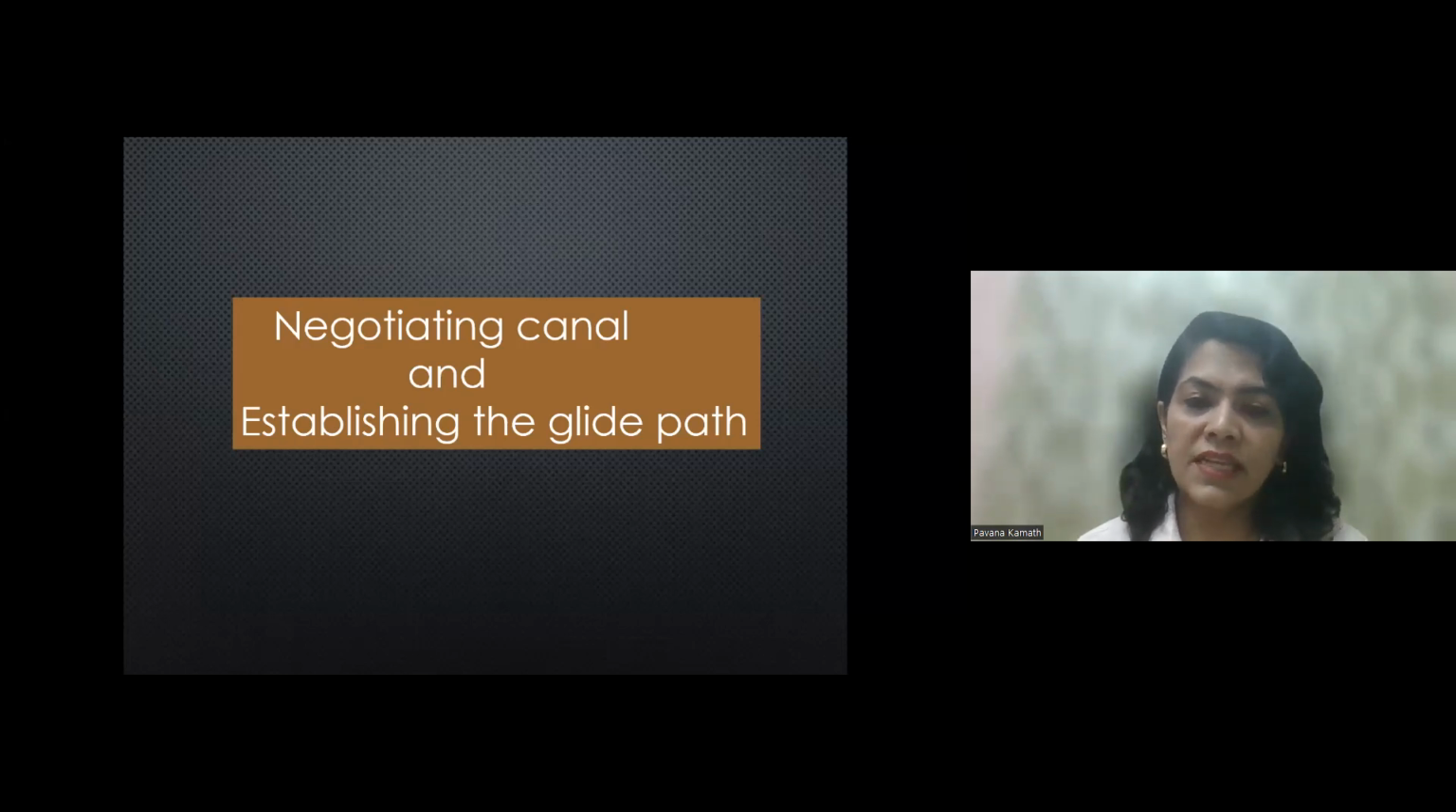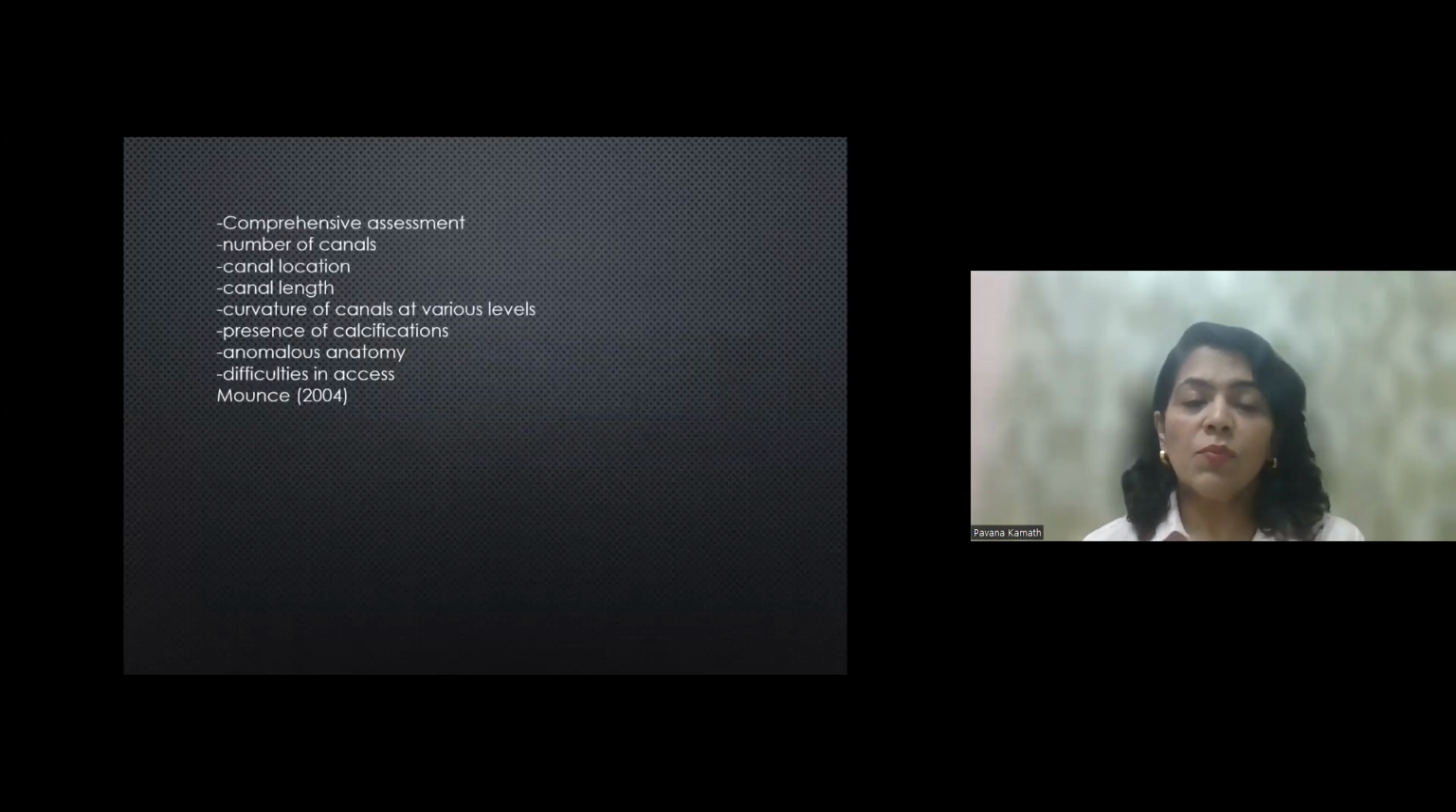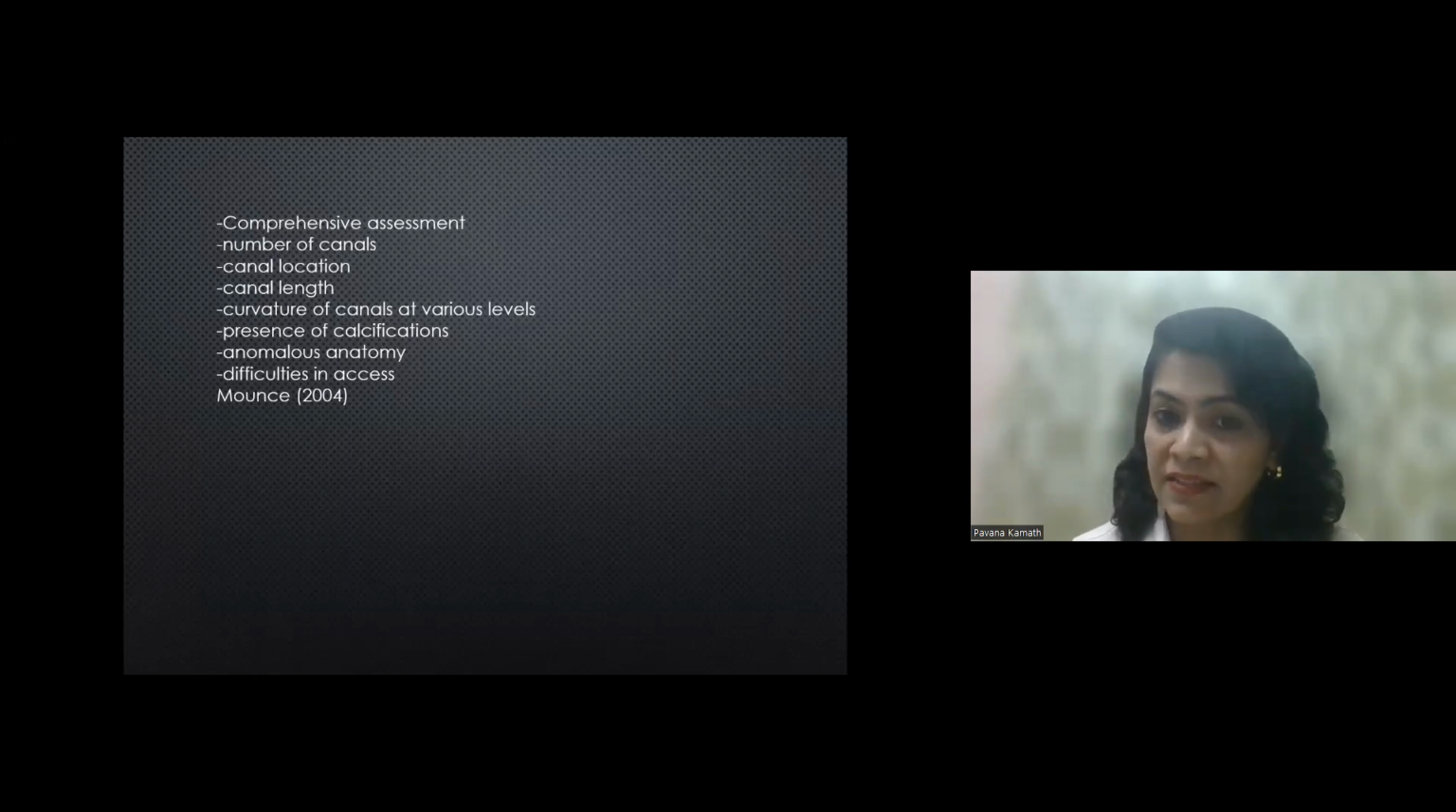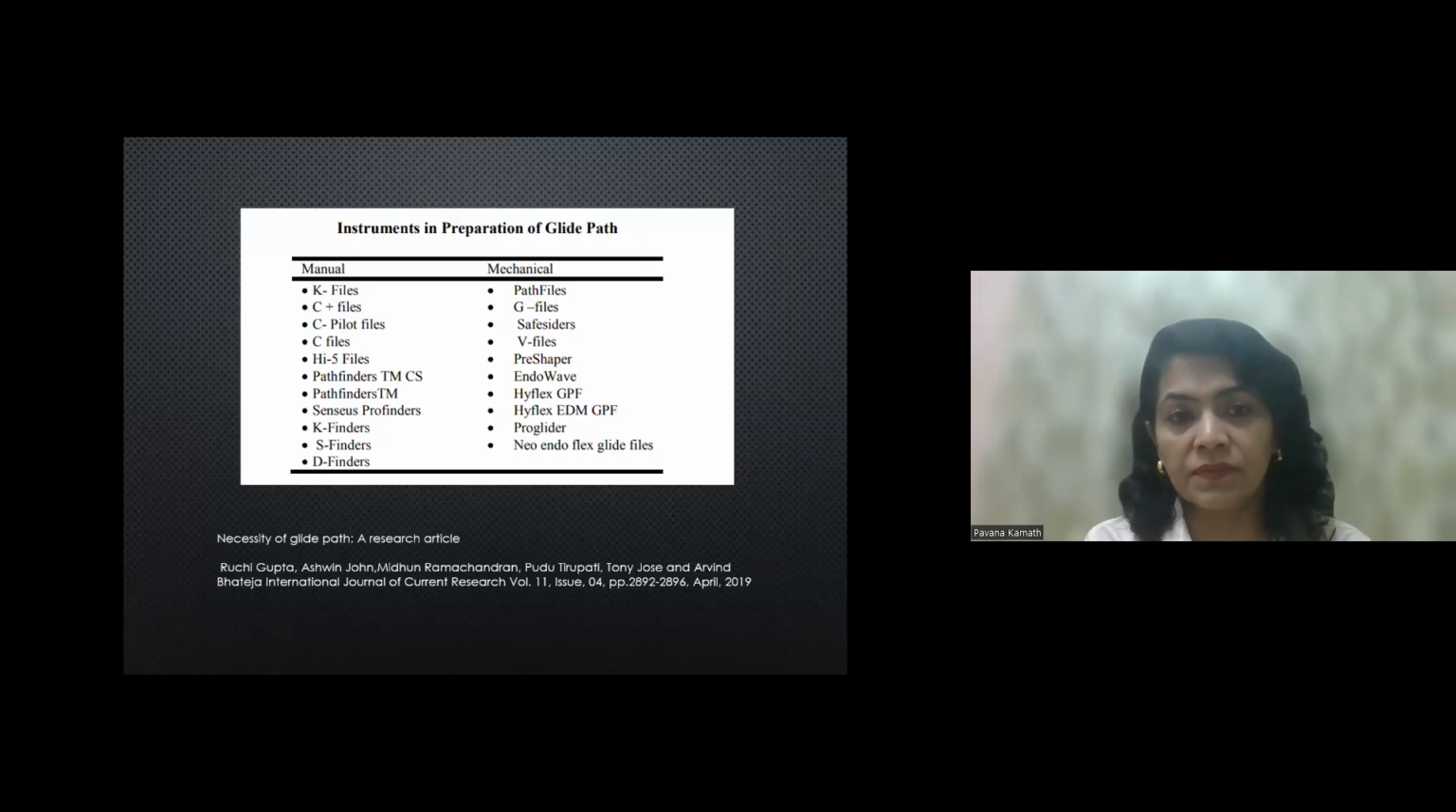So now let us understand how we negotiate the canal and establish the glide path. Whenever we begin root canal treatment, even before access opening, there are some basic principles. According to Mounce in 2004, these basic principles are essential before initiating the root canal treatment. That is, a comprehensive assessment of the root canal system: determine the number of canals, the location of canals, the length of canals, the curvatures at different levels, presence of calcifications, presence of anomalous anatomy, and difficulties in access. This should be done at the very outset.